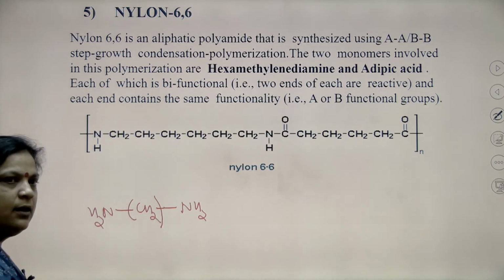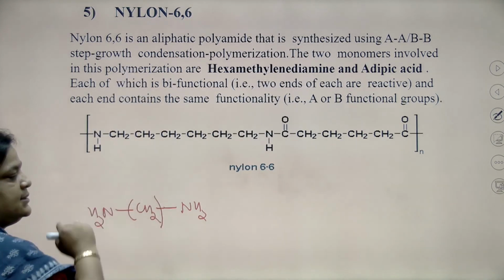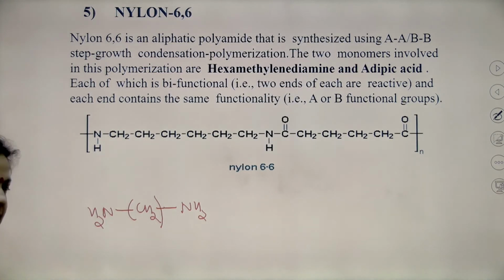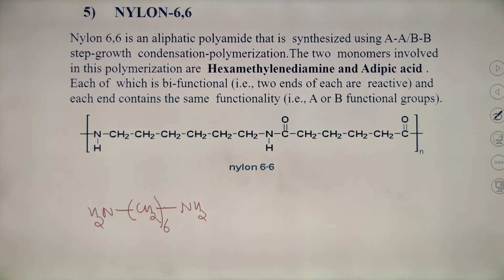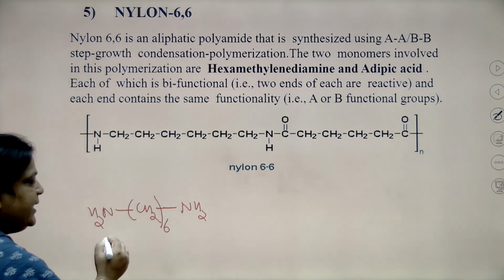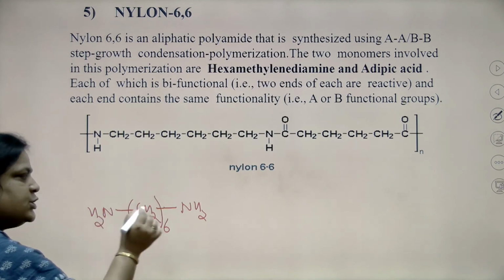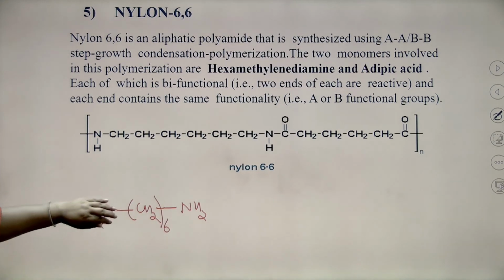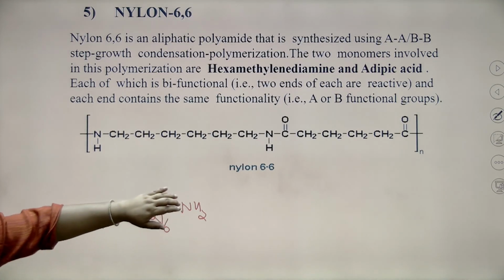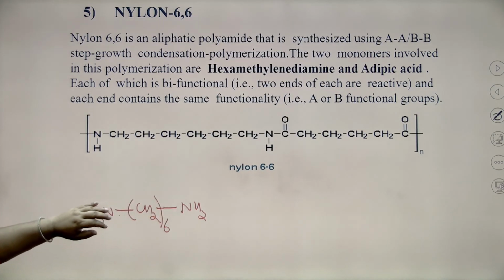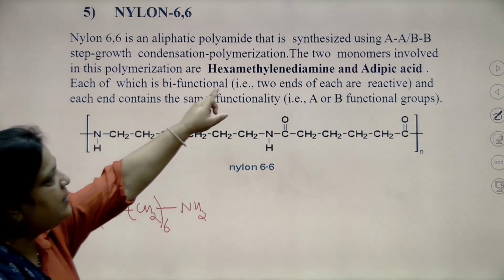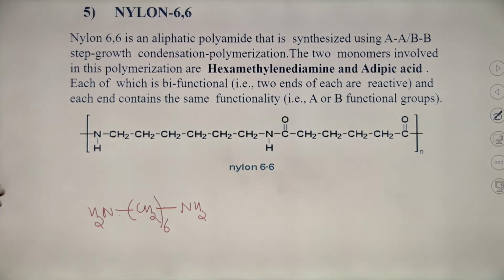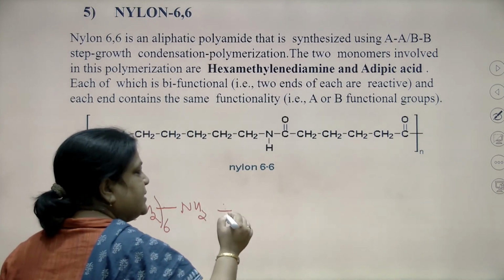Which number do I write? Since it is nylon 6/6, 6 means the number of carbons should be 6. So, first 6 is this. What will be the formula of hexamethylene diamine? NH2 (CH2)6 NH2. If you write only 1 NH2, there will be one functionality, which will not be able to form a polymer. So, we write di, so bi. That is why hexamethylene diamine, diamine means 2 amine groups, plus adipic acid.